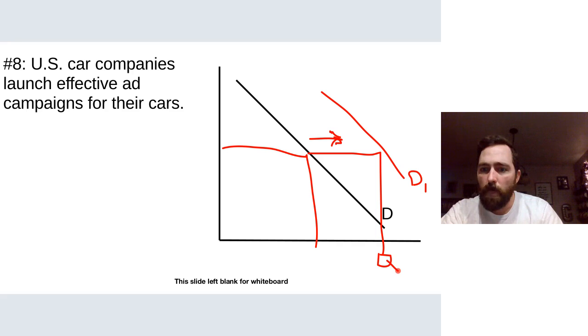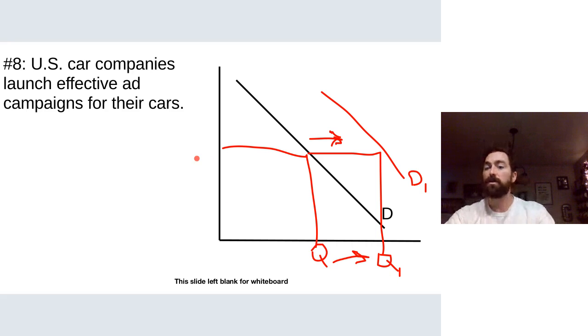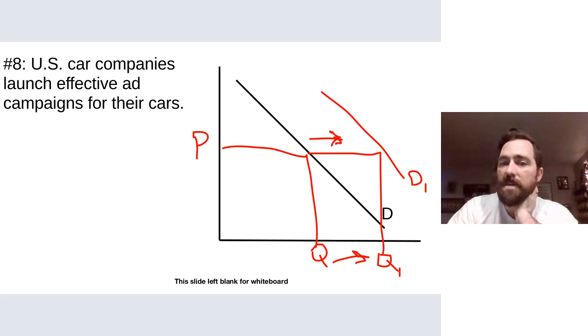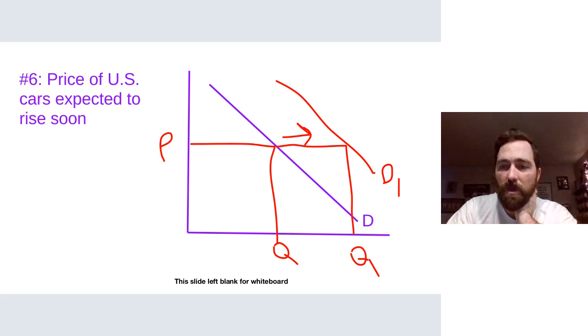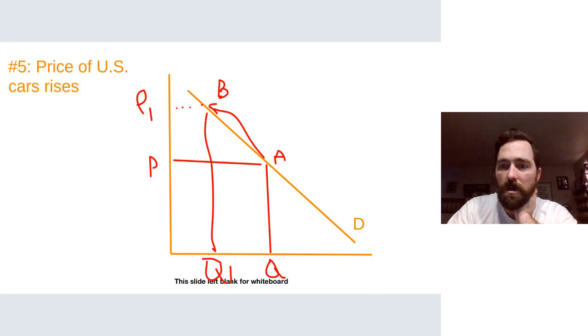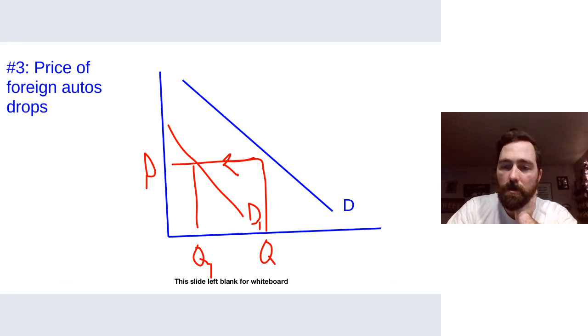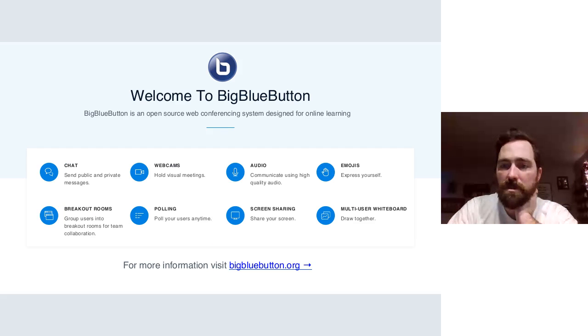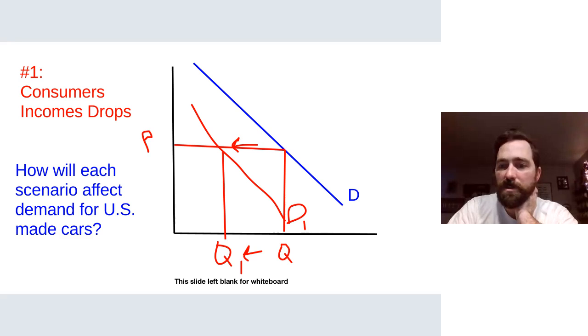Okay, there's our new quantity. There's our original quantity. So remember, it's a rightward shift. For quantity 2, firms are selling more cars. Holy cow. Looks like my 4-year-old son drew it. Okay, price stays the same. So how many increases did we have? We had 1, 2, 3. There's a movement. There's a decrease. There's a decrease. 4 increases and 3 decreases in a movement.